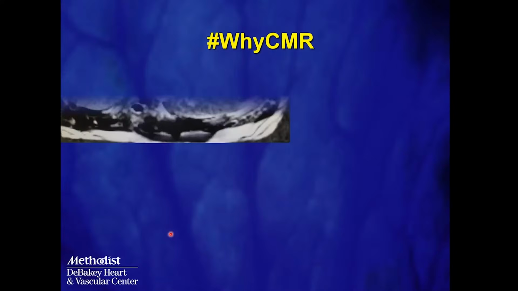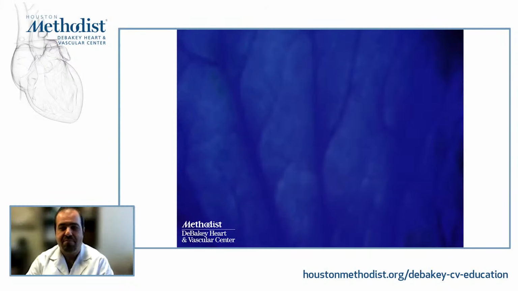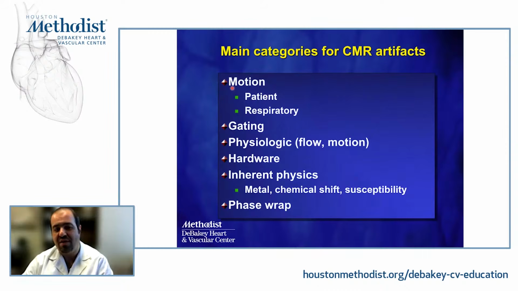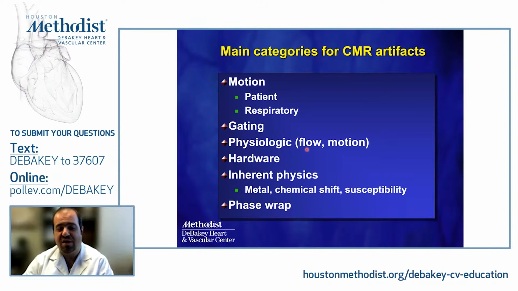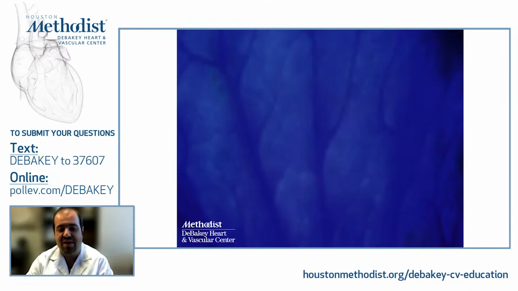Moving on to basically imaging artifacts in cardiac MRI. And really the main categories for cardiac MRI artifacts are going to be motion, either because of the patient moving or because of respiration, patient not holding their breath. ECG gating artifacts can occur in people with irregular heart rates or rhythms, or people with arrhythmias. Physiological artifacts can be either flow or motion mediated. Hardware artifacts, but we also have some inherent physical artifacts that can occur inside the scanner, either people who have metal, the chemical shift artifact, which is in the layer between fat and water, or susceptibility artifacts. And we're also going to touch base about the phase wrap artifact.